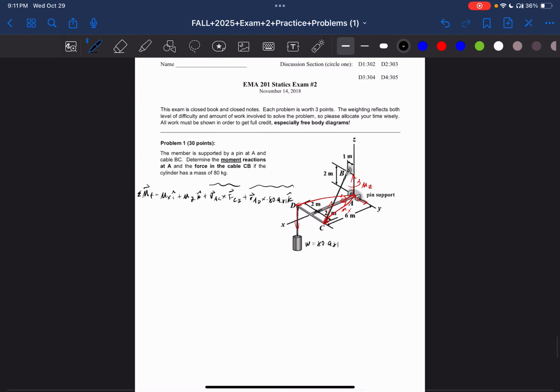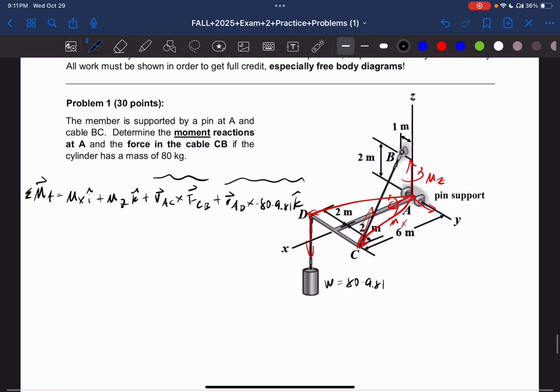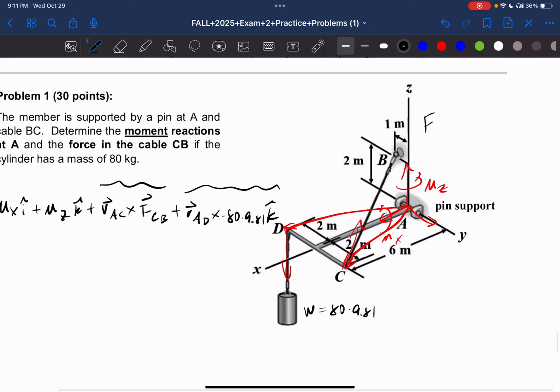Okay, so that's the moment at point A, I think. Let me check. Yeah, that looks about right. Okay, let's just sum of the forces x, sum of the forces y, blah blah blah, right? Do we even need to do that? We should probably find AD, AC, CB. We don't know what CB is. We definitely need the unit vector of CB. Okay, so basically the force vector of CB is going to be equal to CB times the unit vector of CB.